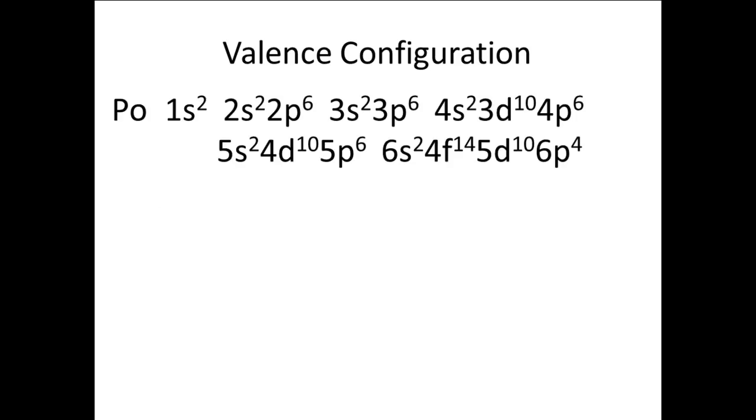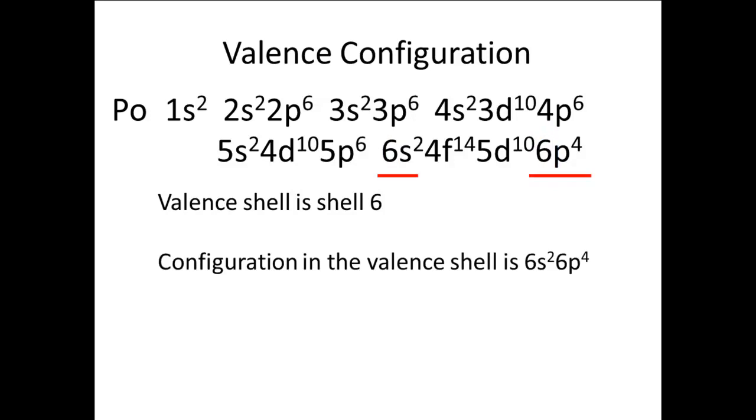For polonium, the configuration is 1s2, 2s2, 2p6, 3s2, 3p6, 4s2, 3d10, 4p6, 5s2, 4d10, 5p6, 6s2, 4f14, 5d10, 6p4. So the valence shell is shell 6, and the valence configuration is 6s2, 6p4. Both of the parts of the configuration that are in the valence shell are written here.